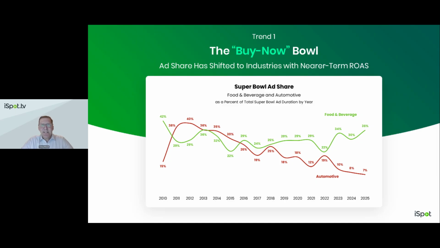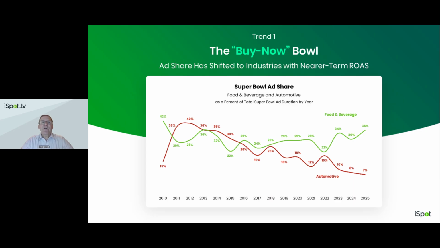There have been tectonic shifts in who is advertising on Super Bowl Sunday, going back in particular the last 10 years or so. It wasn't that long ago that the Super Bowl was called the Auto Bowl because of the high percentage of automotive ads that aired on Super Bowl Sunday, upwards of 30 to 40% some 10 to 15 years ago. That is in the rearview mirror now. Automotive has declined to just a single-digit percentage of advertising share, and of course, other industries have stepped in to fill the void. In particular, food and beverage has almost become a mirror image of the decline in automotive.